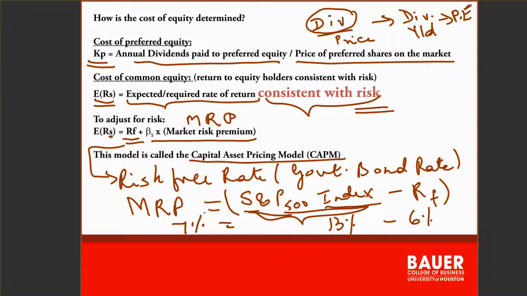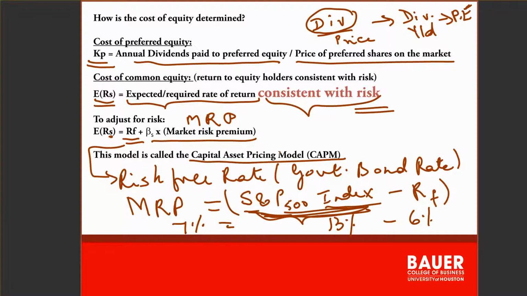It's like the extra return that you need in order to compensate you for the risk. At the very least you need 6%. What do you need over and above that to compensate you for risk as captured by this market-based index? That's what this market risk premium denotes.